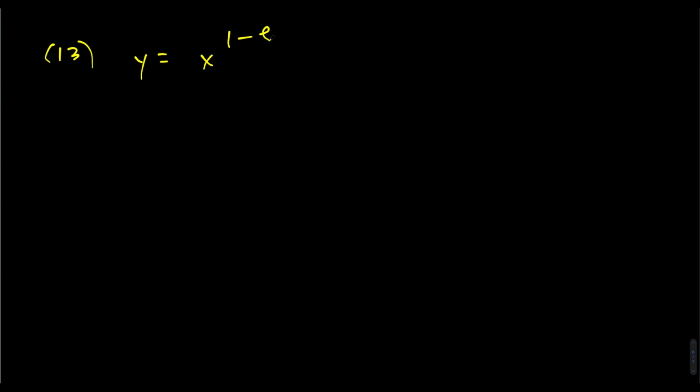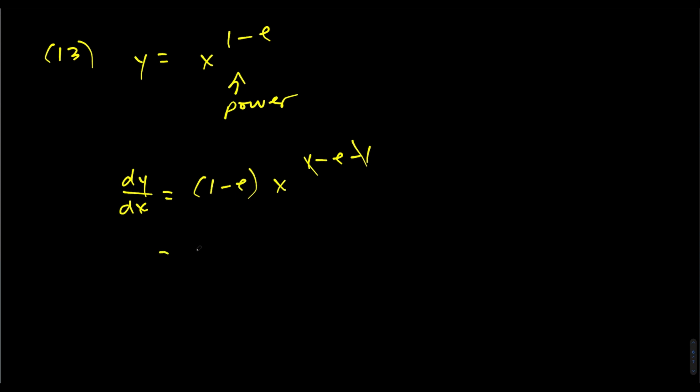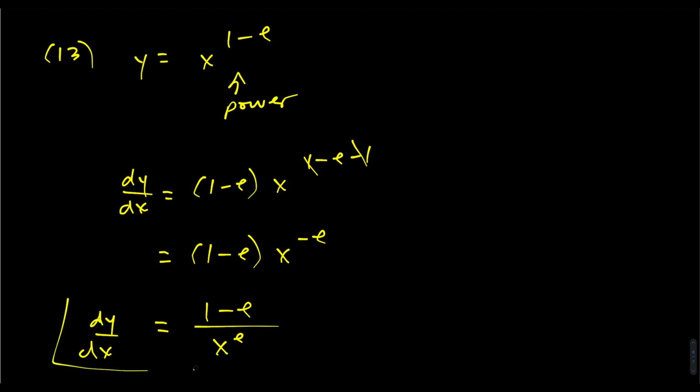So even though it has an e attached to it here, this is a power function. So to take the derivative, we're just going to do power rule. So we bring the power down, 1 minus e x, and then we subtract 1 from our old exponent. And notice 1 minus 1 cancels here. So the derivative is going to be 1 minus e x to the negative e. And if I want to write this with all positive exponents, I could just say that our derivative dy/dx is equal to 1 minus e over x to the e power.